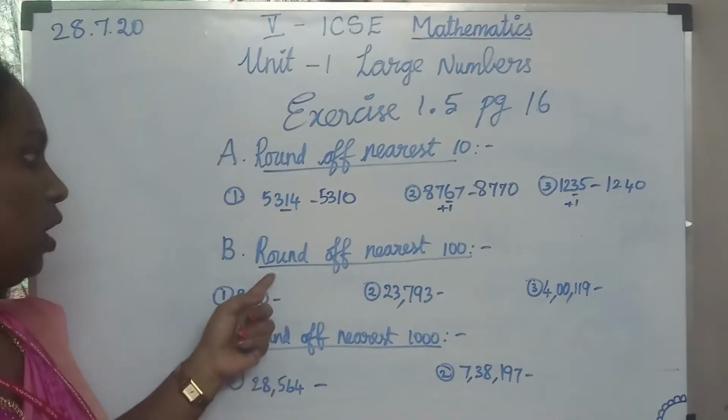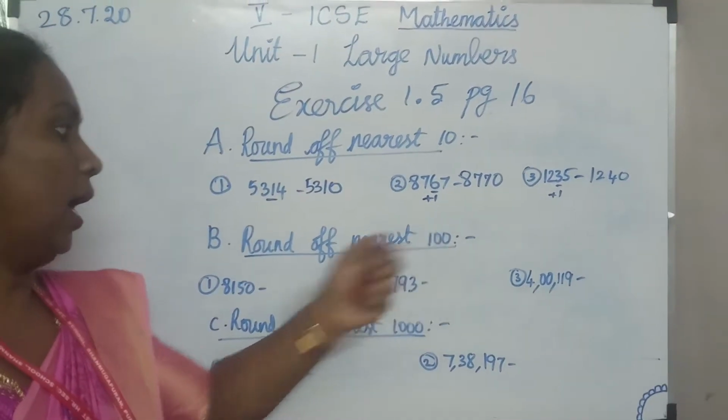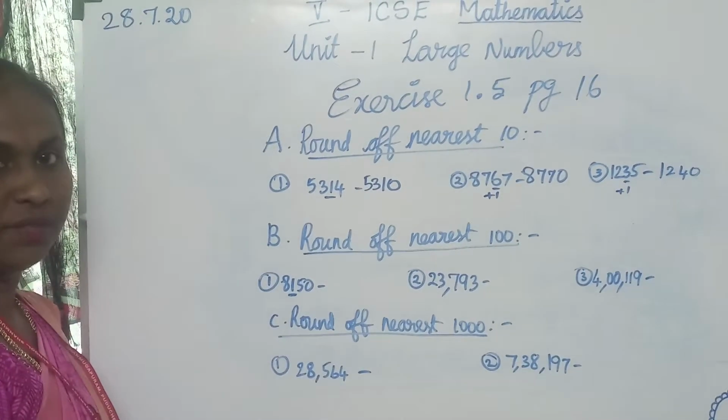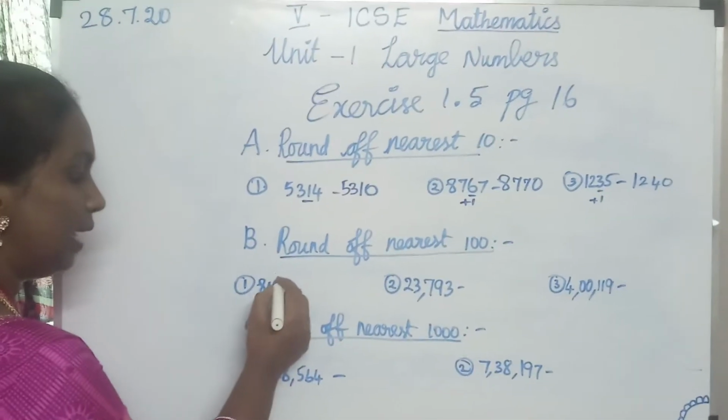So second one is round off nearest to 100. So 100 place value. So underline the 100 place value and see the tens place value.